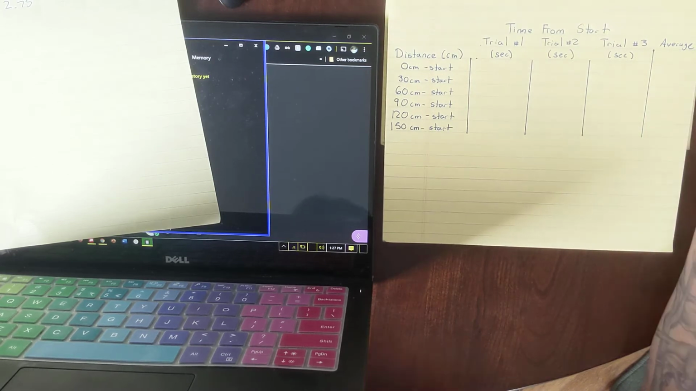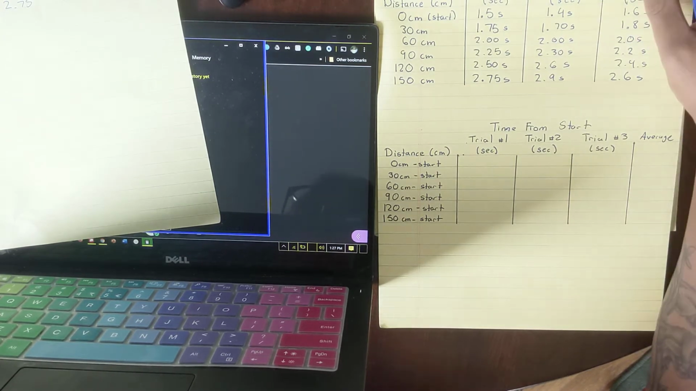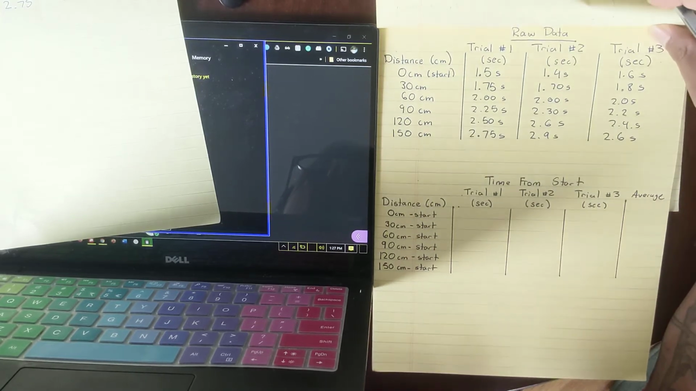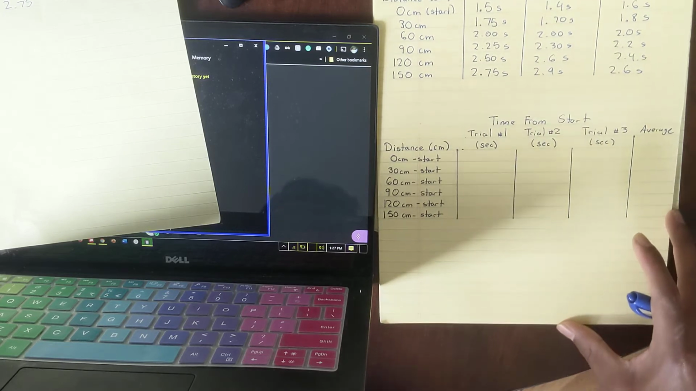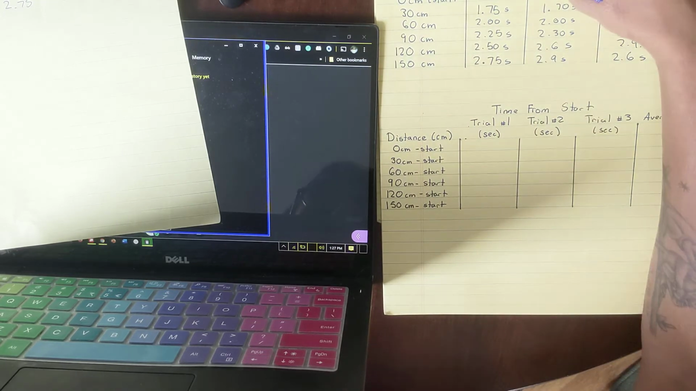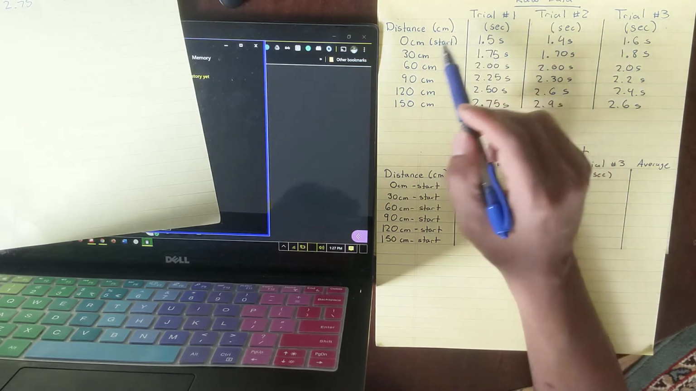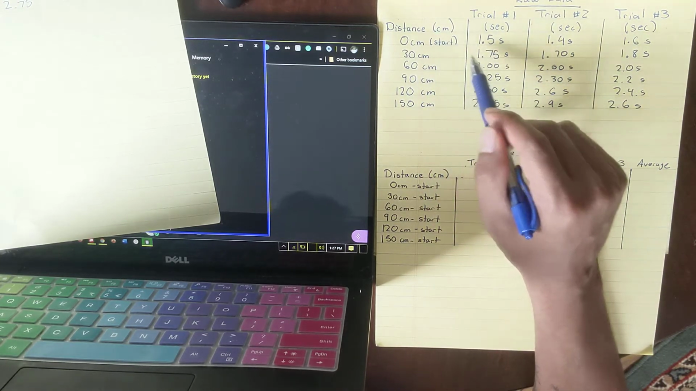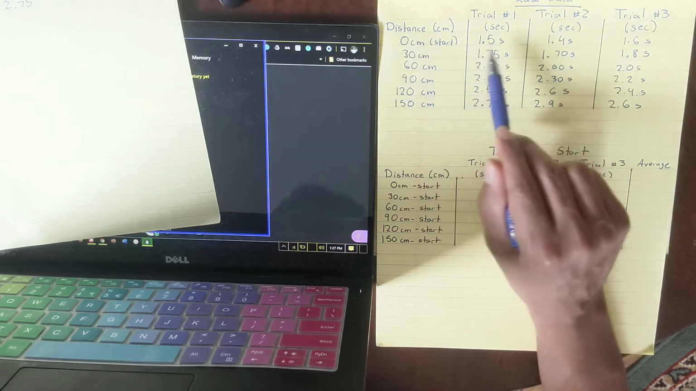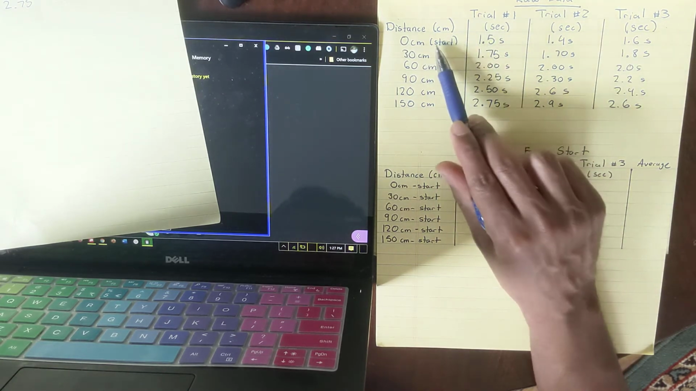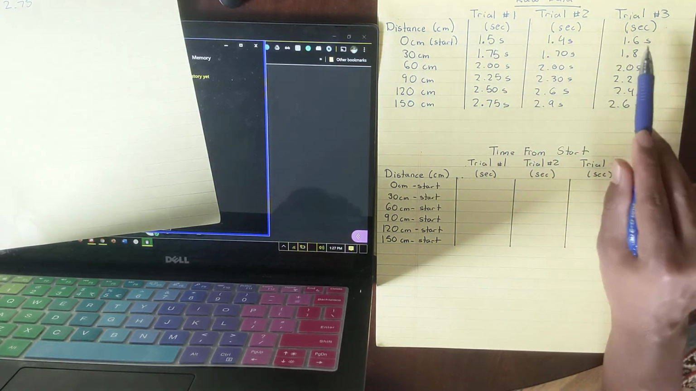All right, so now that you've collected your raw data at the top here, now we're going to make a second data table, okay? The reason for that is since we couldn't start the timer exactly at the starting line, we had to start the timer a little bit before the starting line. The result is that each time the ball crosses the starting line in the beginning of the paper, the timer was at a slightly different time.